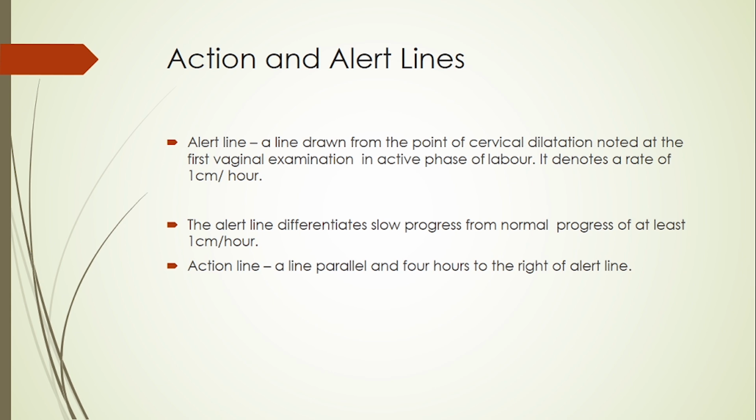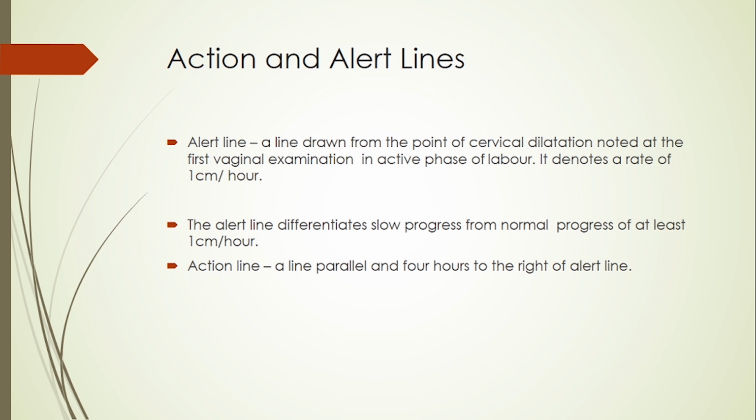So the alert line differentiates slow progress from normal progress of at least 1 cm per hour. So it is assumed that if your patient maintains the charts along the alert line, that means the patient is progressing at the rate of 1 cm per hour. And this is important for us to differentiate slow progress from normal progress of labor.